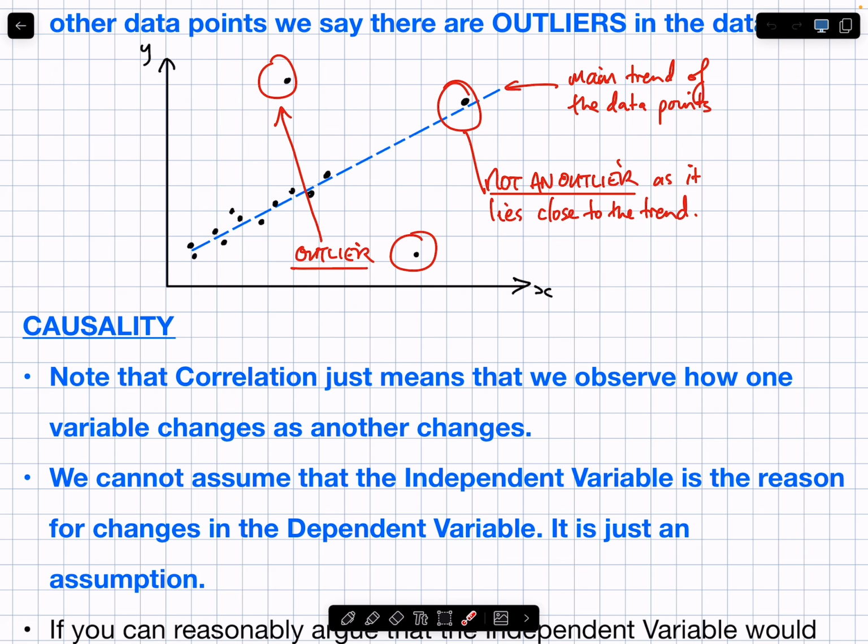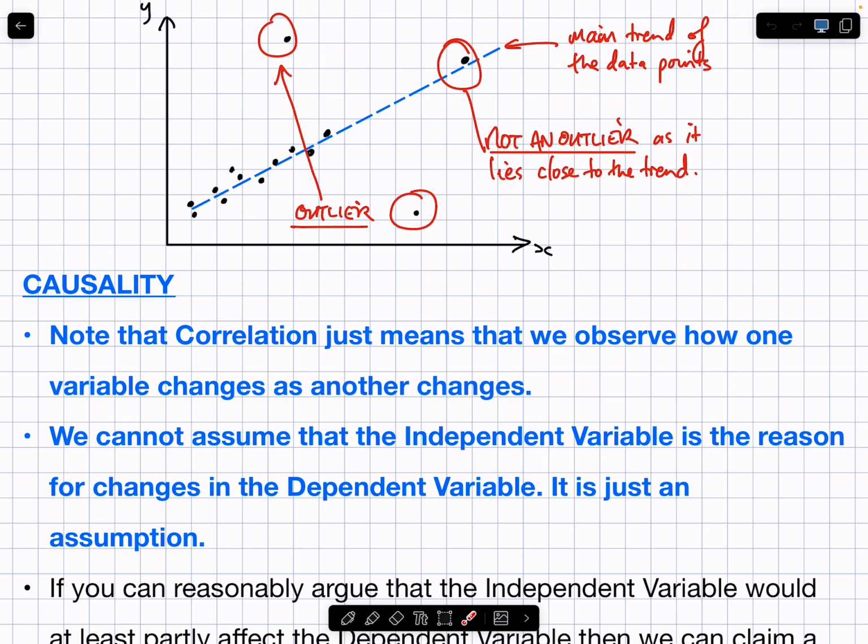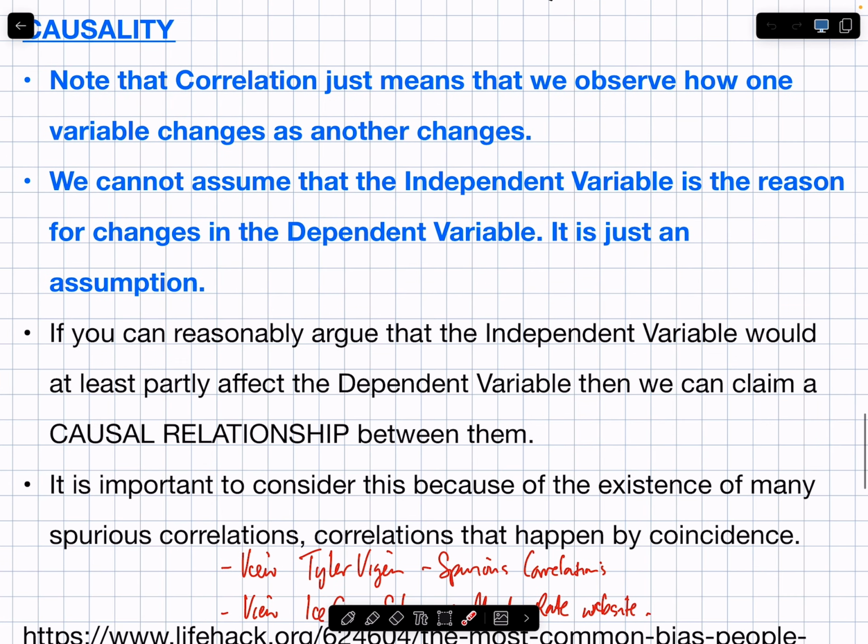So please note that correlation just means that we observe how one variable changes as another one changes. We can't assume that the independent variable is the reason for changes in the dependent variable. It is just an assumption. Okay? If you can explain that the independent variable would at least partly affect the dependent variable, then we can say there's a causal relationship. That's causal. Please don't do like my year 12 said it was a casual relationship. That's when people just bump uglies, okay? Causal is saying that one variable causes change in the other.